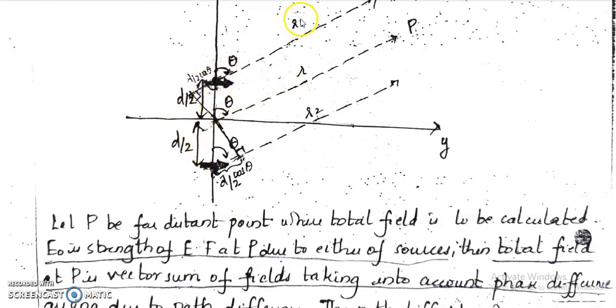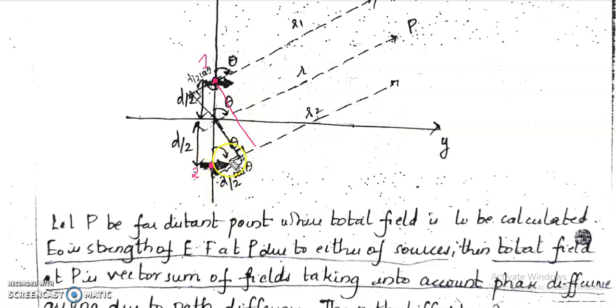We know that R1 is the distance from the first source, R2 is the distance from the second source. So we need to find the path difference. For that, we consider a point. This is the reference point, the origin. From the origin, there is a distance R to the point P, and the angle is theta. And here also the angle is theta.